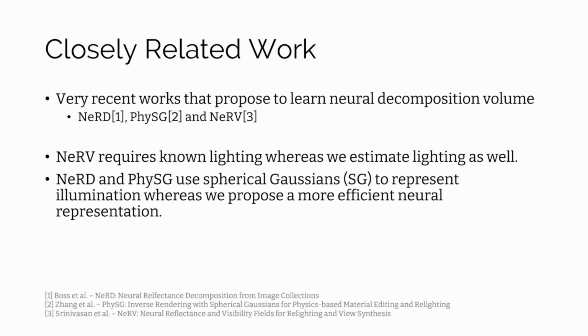Some very recent works aim to tackle this challenging problem, namely NeRD, Phi-SG and NeRF. NeRF requires known illumination but handles interreflections. NeRD and Phi-SG estimate illumination, appearance and shape but leverage spherical Gaussians to model the illumination. Whereas, we propose a more efficient neural illumination representation.